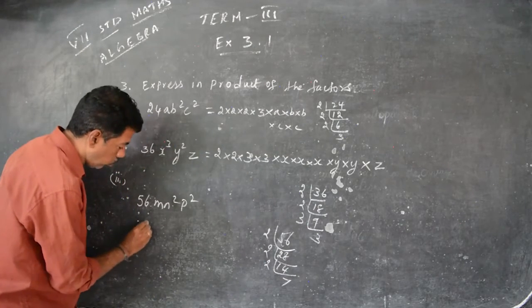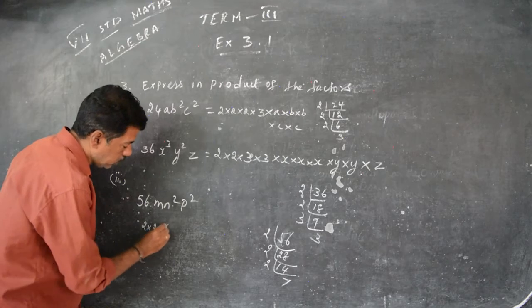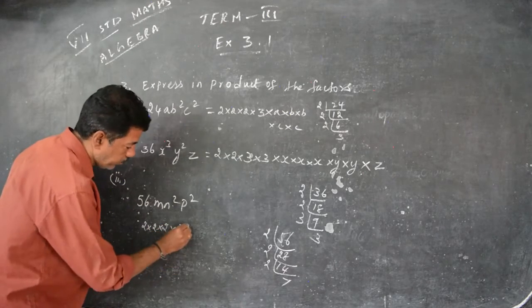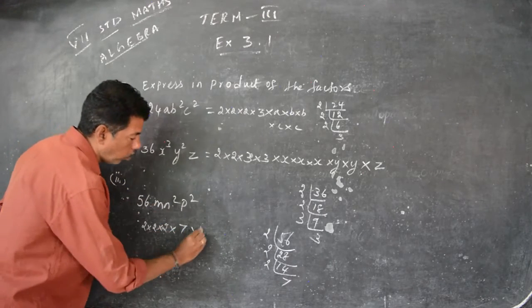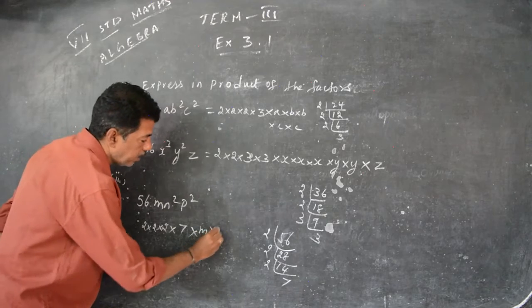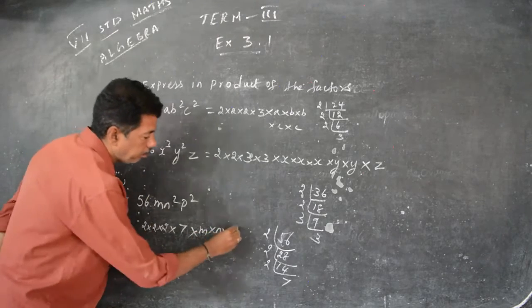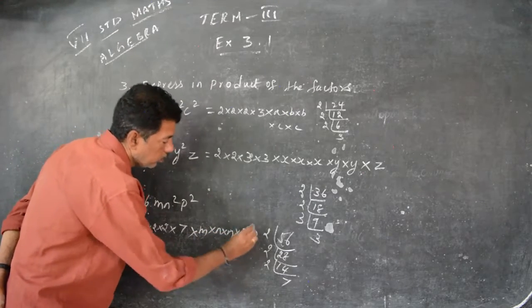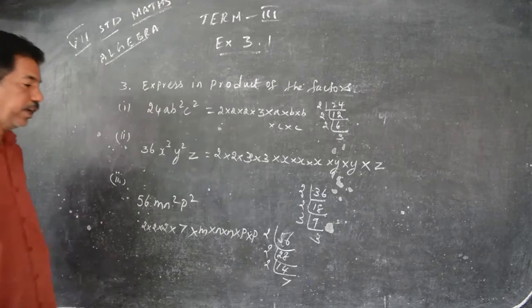How do you write it? 2, 2, 2, then 7. How many m? 1. How many n? 2. How many p? 2. Is it clear now?